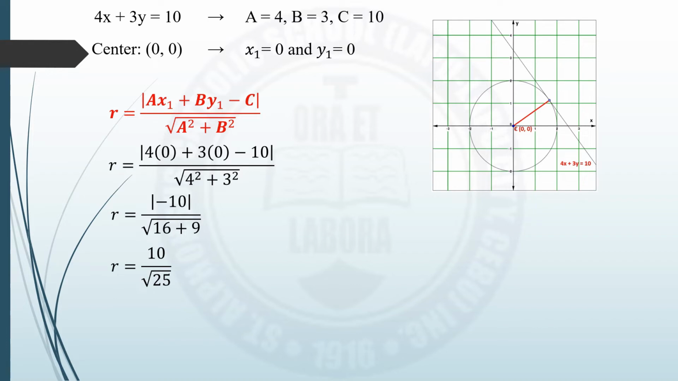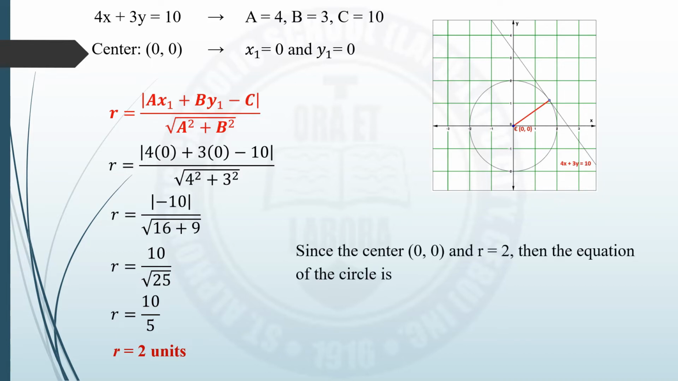And simplify further. 16 plus 9 is 25. The square root of 25 is 5, so we have 10 over 5, and the simplest form would be 2. So our radius has a distance of 2 units.